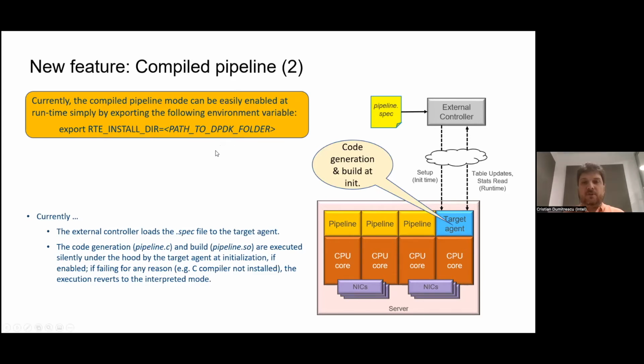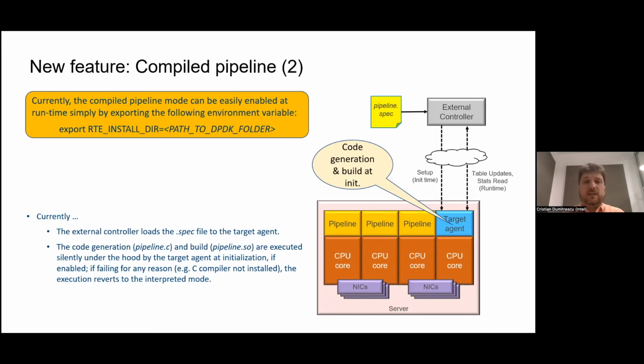We might want to change a few things, and maybe let me take a minute to explain why. Currently, the external controller over here will load the specification file, and it will send it and load it on the target agent. So it's the job of the target agent that runs on your data plane node to generate this C file. It's very similar to just-in-time compilation, right? That eBPF, for example, uses. And also build this shared object library. So all this happens under the hood, silently, on the target agent when it is loading the specification file to the target and is creating all the pipeline data structures.